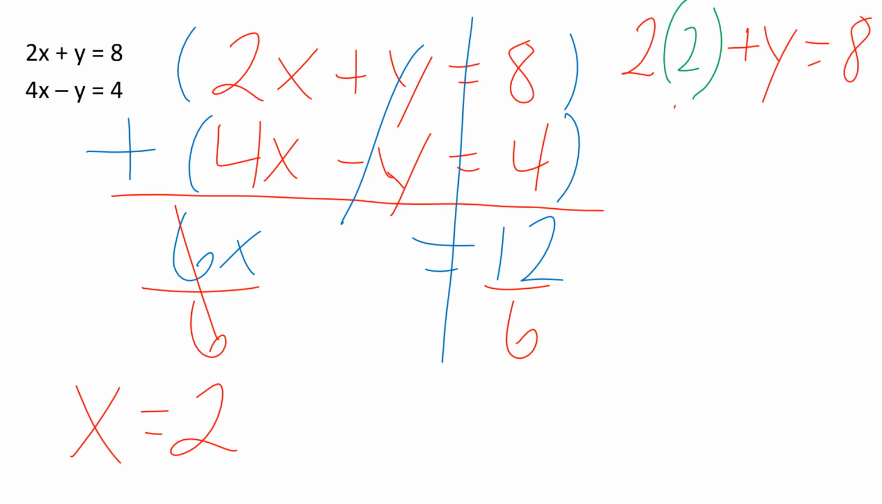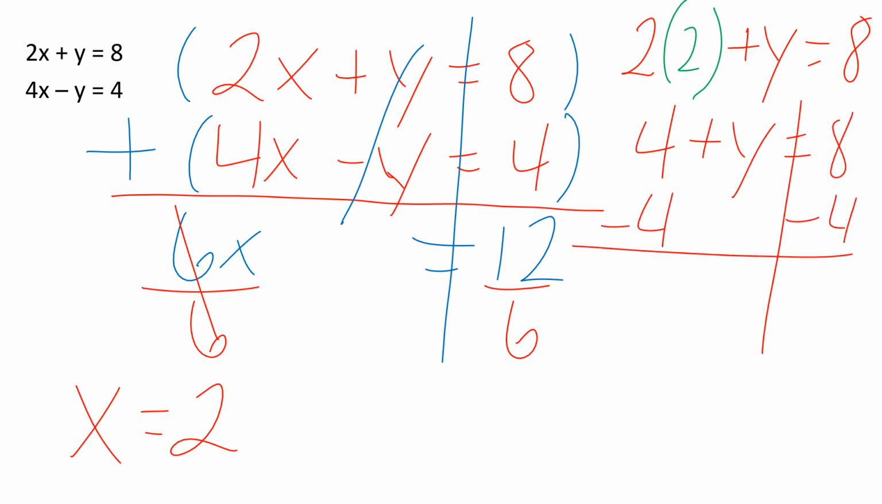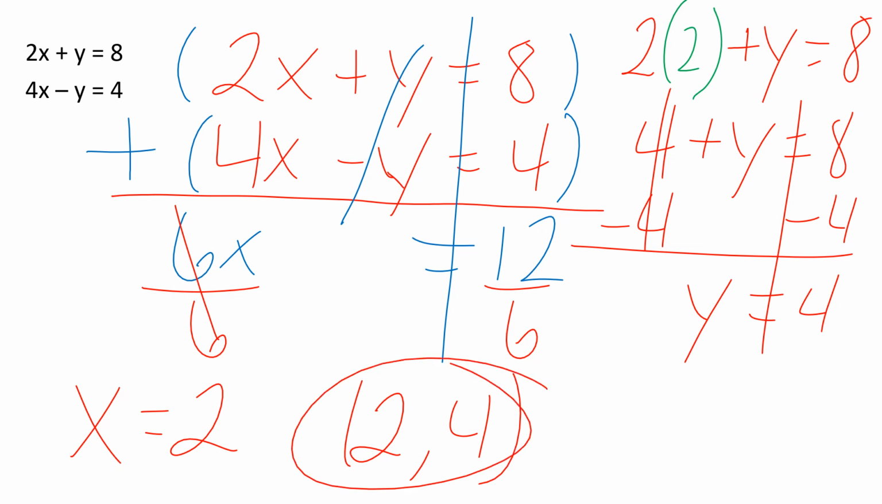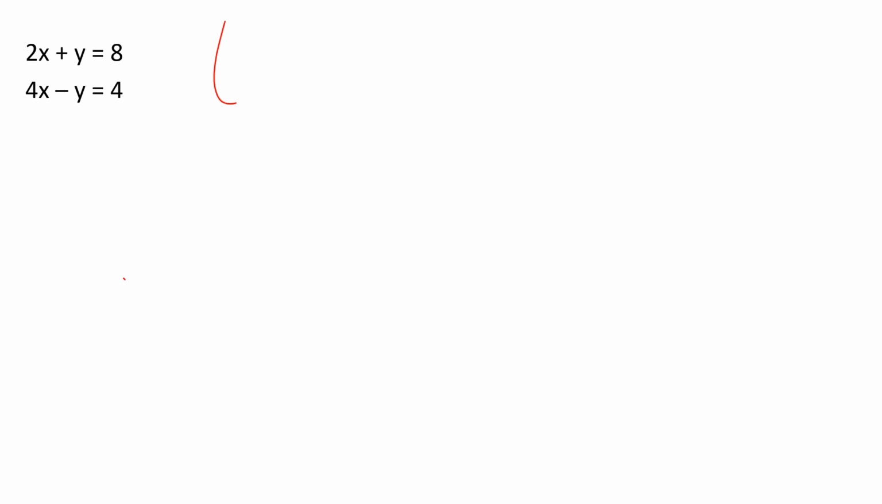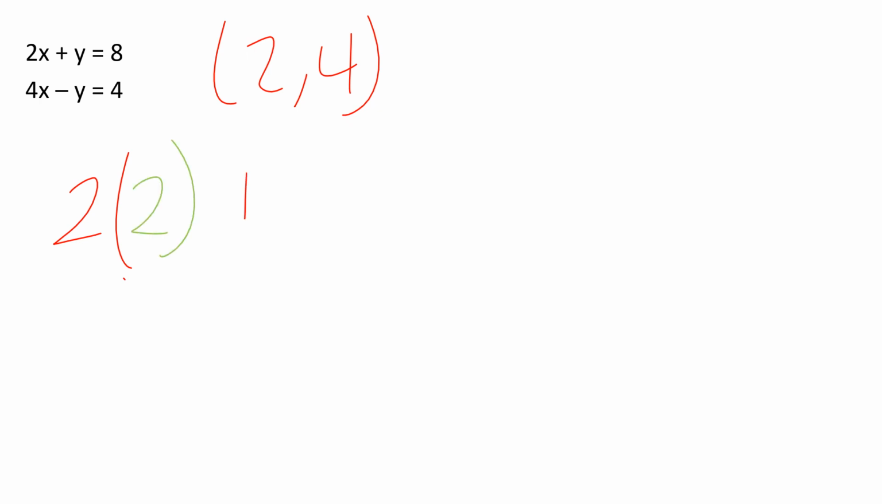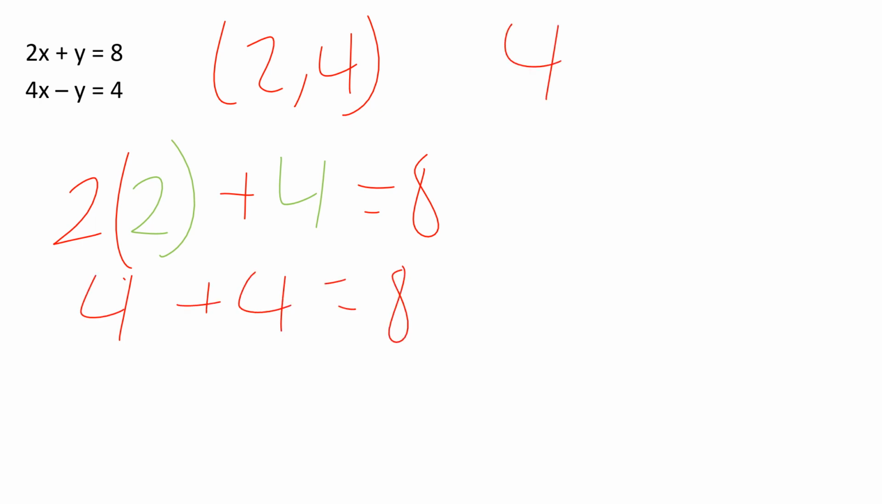Okay, so 2 times 2 is going to be 4 plus y is equal to 8. Subtract 4 on both sides, and y is equal to 4. So my answer here is 2, 4. Let's make sure that that works in our equations. So I have an answer of 2, 4, and I'm just plugging it in to check. So I have 2 multiplied by 2 plus 4 is equal to 8, and so this becomes 4 plus 4 is equal to 8. That works. And then I have 4 and x is going to be 2.